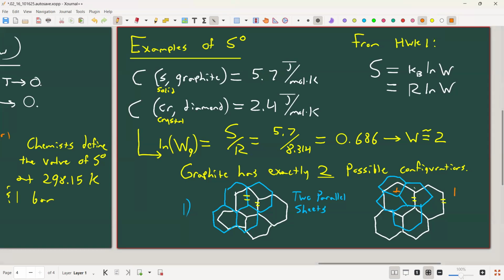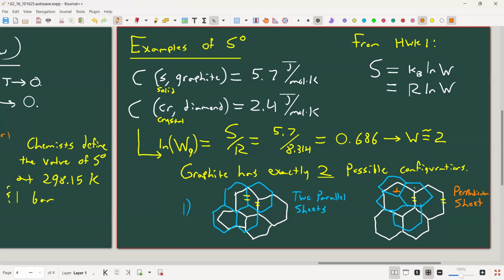All right, so we have perpendicular sheets now, where the other sheet comes in at 90 degrees relative to that one. So any place where two edges would align, now you have vertices aligned, and here you have a vertex aligned with an edge. So it's off by 90 degrees. So here are your two possible configurations of graphene.